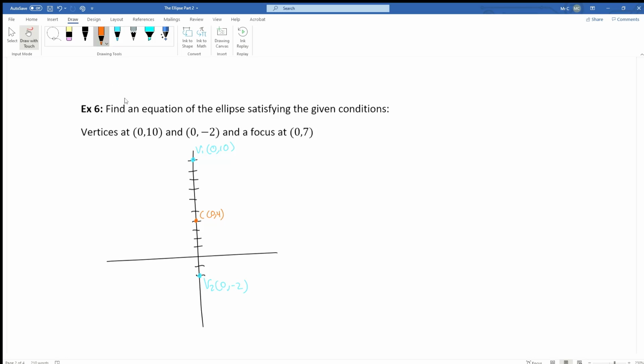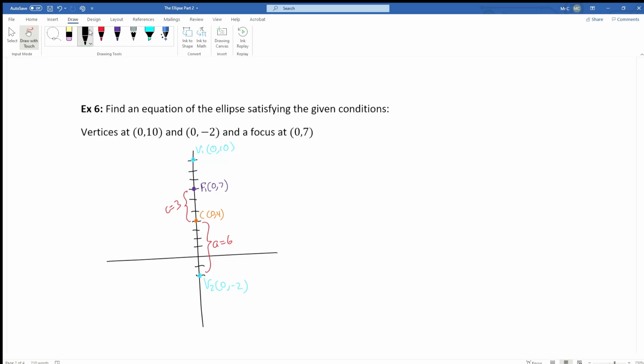So let's compile some of our information as we go here. We know now that our value for a is 6, and we have a focus at (0, 7). That tells us that c, the distance from the center to the focus, is 3. That's the distance from 7 to 4 here along the y-axis.